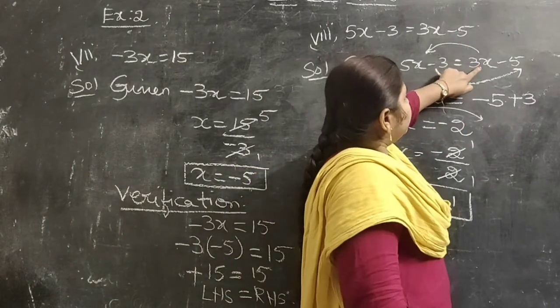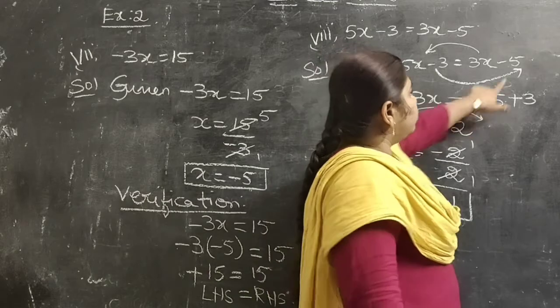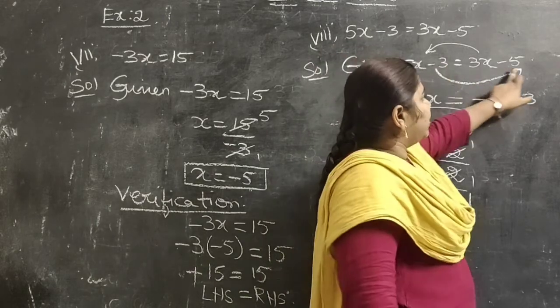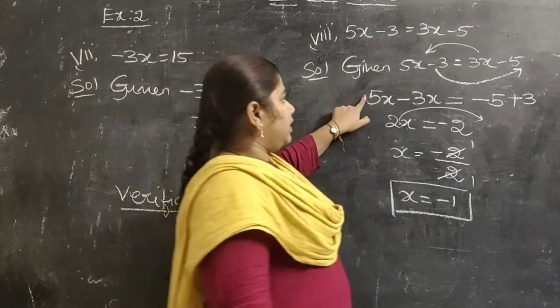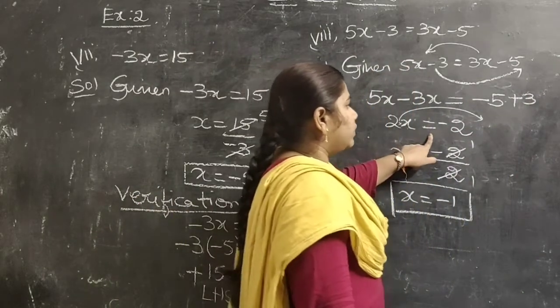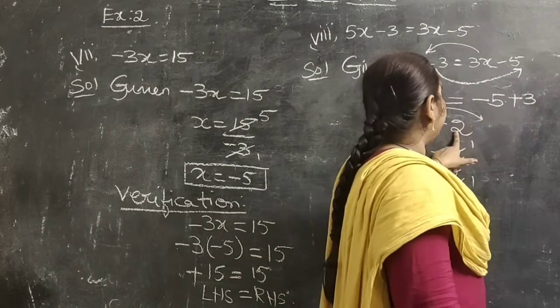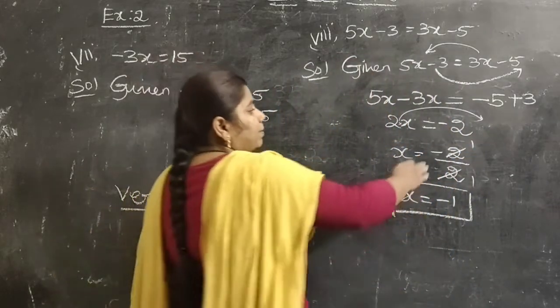So if you transpose this plus 3x to this side, that will be minus 3x is equals to minus 5. I wrote it as it is. If you transpose this minus 3 to the other side, that will be in the form of plus 3. Now 5x minus 3x is how much? 2x is equals to minus into plus will be minus. 5 minus 3 is 2. Bigger number sign is minus. So you got 2x is equals to minus 2.